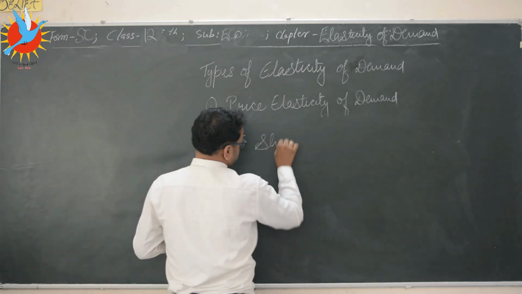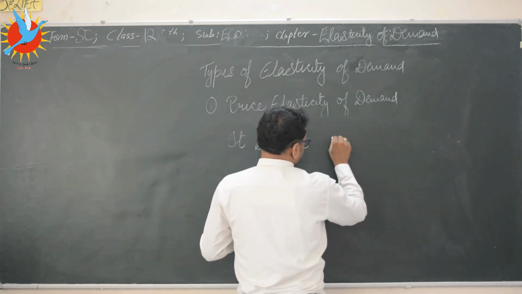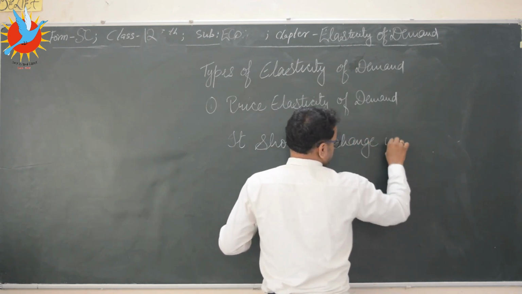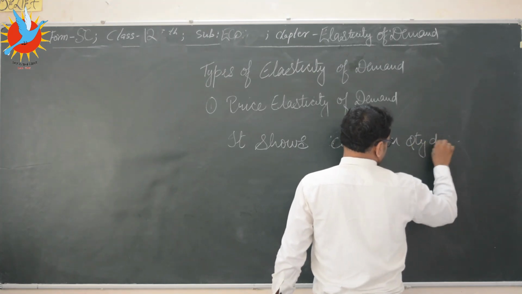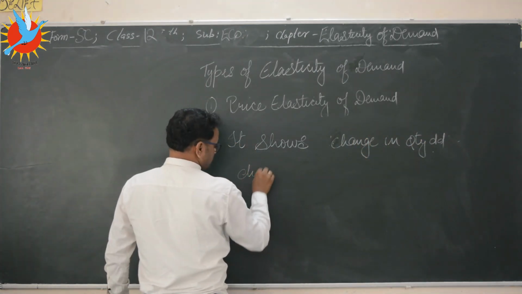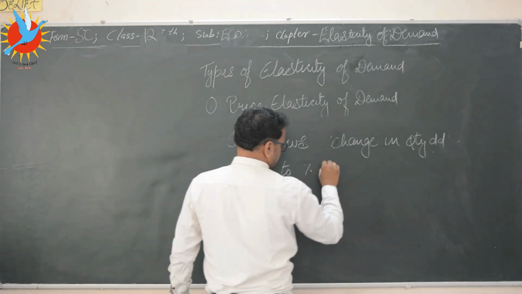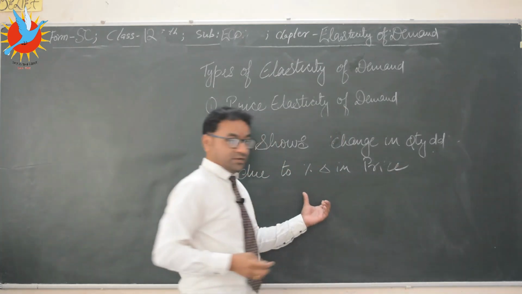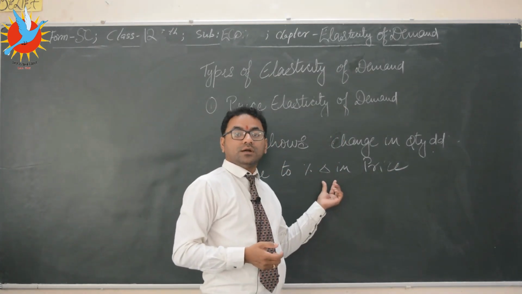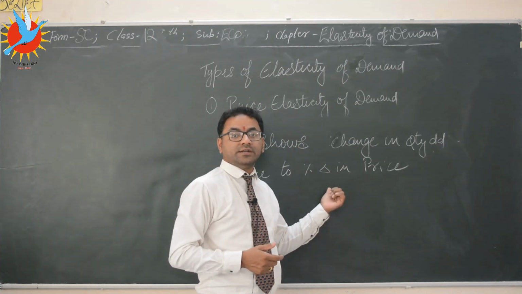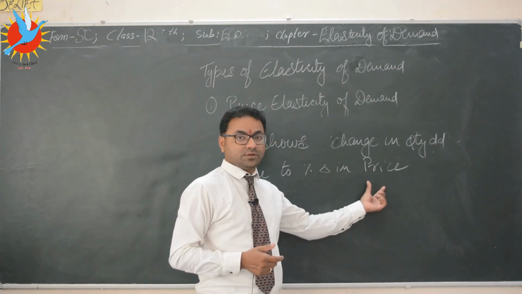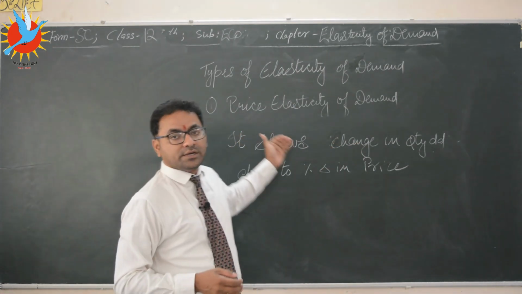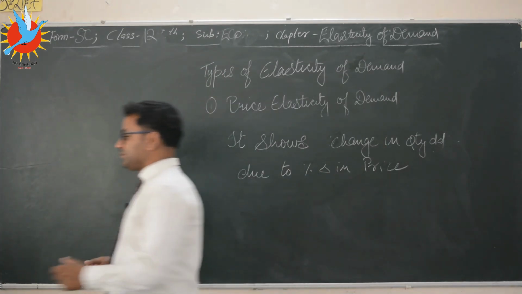It shows the percentage change in quantity demanded due to percentage change in price. In the notes I have not given you this symbol because delta sign was missing. This delta indicates change in price which affects change in quantity demanded. So price elasticity of demand is measured through 3 fundamentals.